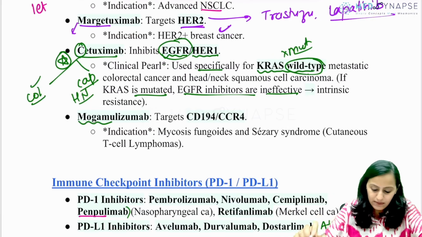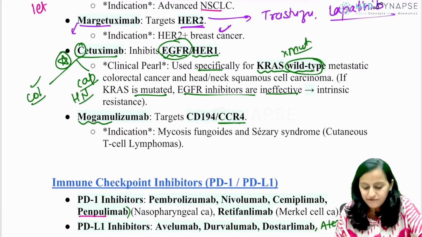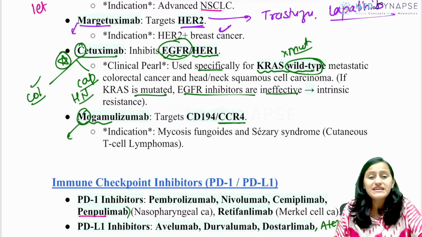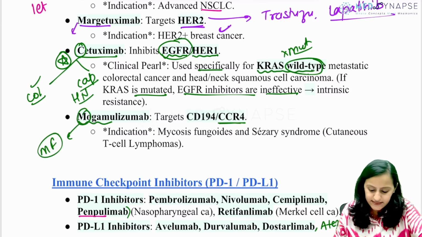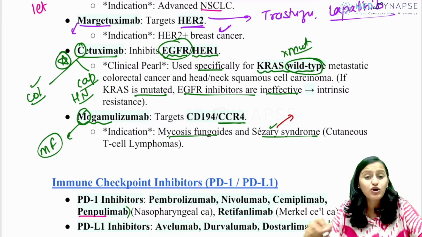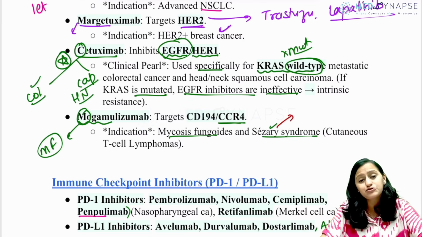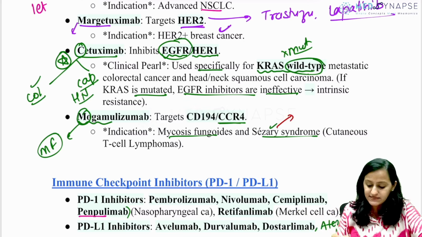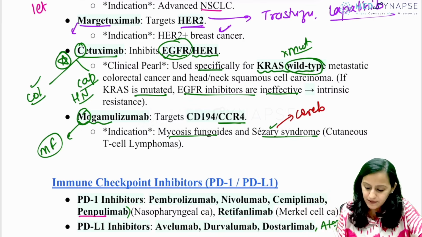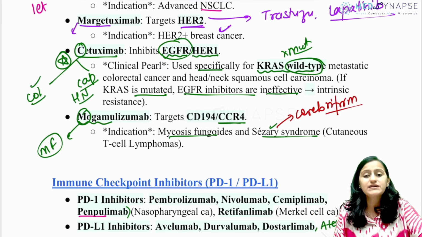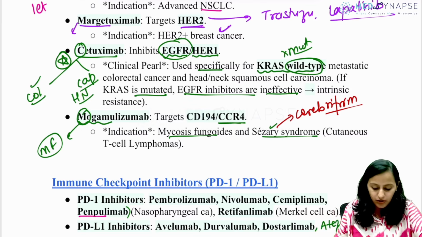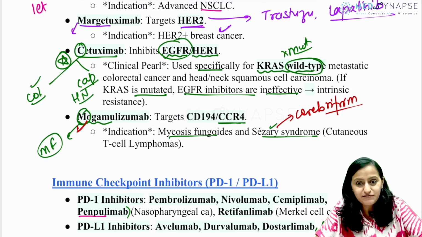Going to next one, mogamulizumab, which targets CD194, CCR4, which is on T cells. Remember M for M, the cutaneous T cell lymphoma, mycosis fungoides. It is used for mycosis fungoides. When it goes into the blood, it is Sézary syndrome. From our SureShot course, we know the mnemonic for Sézary syndrome pathology. What cells, what nucleus does it have? Sézary is seizures. Remember it like that. Seizures coming from the cerebrum. It is cerebriform nucleus. Okay, cerebriform nucleus is seen here. So mogamulizumab, mycosis fungoides. Remember, like Mowgli having mycosis fungoides.